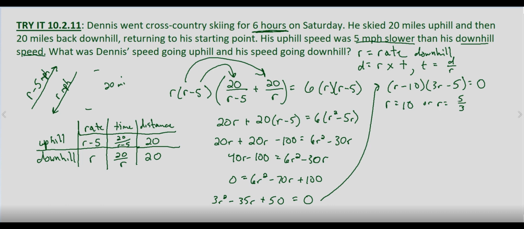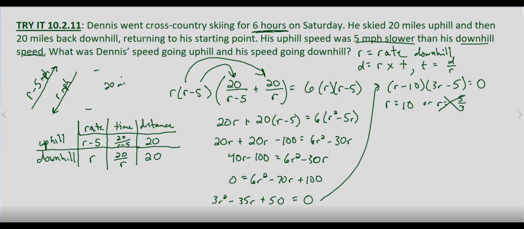Now, there's something we should notice about this. When we're looking at the nature of our problem, we're told that r, what we defined r as, is the rate downhill. But we're also told that his uphill speed was 5 miles per hour slower. So our answer has to be greater than 5, or he would have a negative speed. So he'd be going downhill even though he's going uphill. Since r equals 5/3 is not greater than or equal to 5, that cannot be an option.